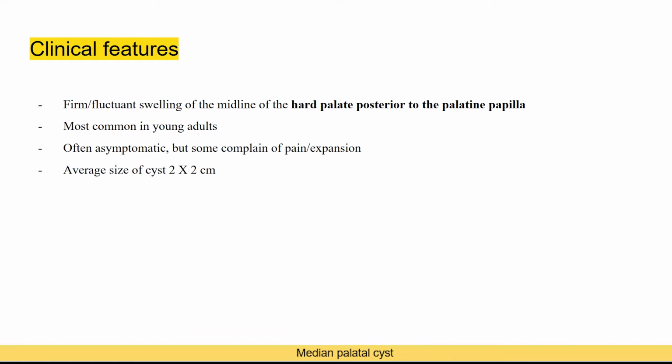In clinical features, it shows a firm or fluctuant swelling of the midline of the hard palate posterior to the palatine papilla. It is most common in young adults. It is often asymptomatic, but some may complain of pain or expansion. The average size of the cyst is 2 × 2 cm.